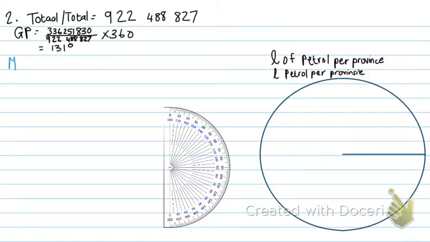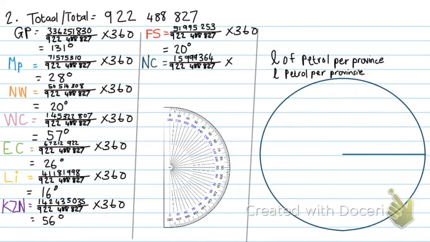And I get 131 degrees. Okay, so I'm going to do that with each of the provinces up to the Northern Cape. In each case, I took the litres of the province divided by the total times 360, and then I got the degrees. So let's look at it. For Mpumalanga, I got 28 degrees, Northwest 20 degrees, Western Cape 57 degrees, Eastern Cape 26 degrees, Limpopo 16 degrees, KwaZulu-Natal 56 degrees, Free State 20 degrees, Northern Cape 6 degrees.